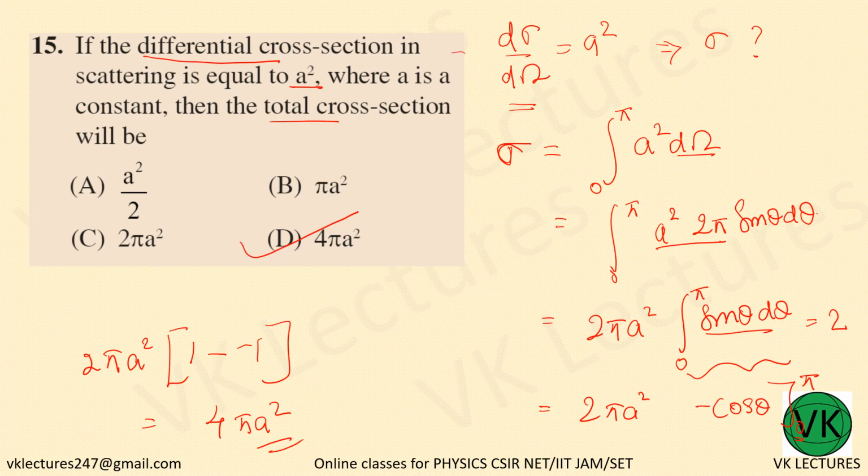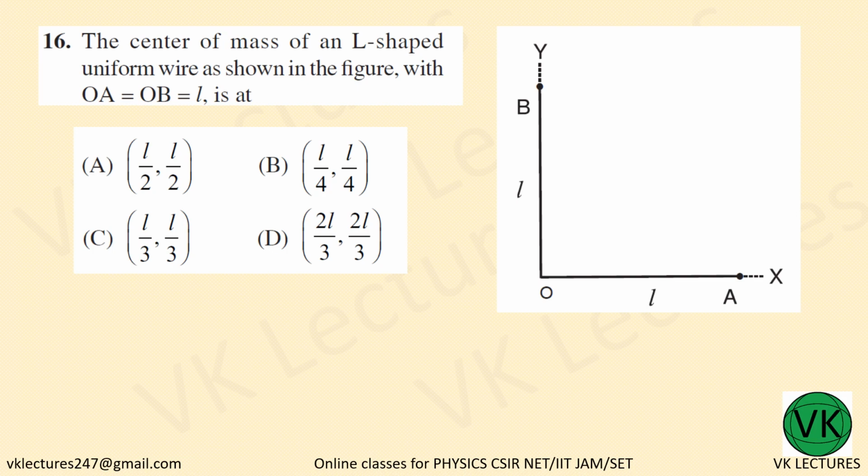So you have to remember this formula, the differential cross section formula, as well as the total cross section formula. Center of mass of an L-shaped uniform wire as shown in figure, OA equal to OB equal to L is set. So this is a problem on center of mass. Let us see, if there was only OB, then the center of mass would be at this point, right? That is, the coordinates are 0, comma L by 2, right?